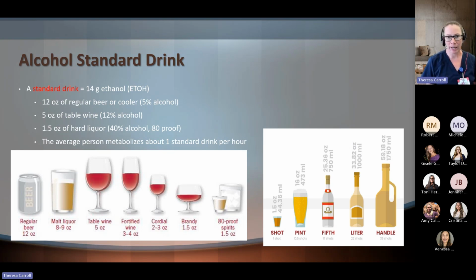Some people say, oh, I drink a pint a day. When I started, I was like, I don't know what that means. Like, I think we drink a pint of beer. What are you talking about?